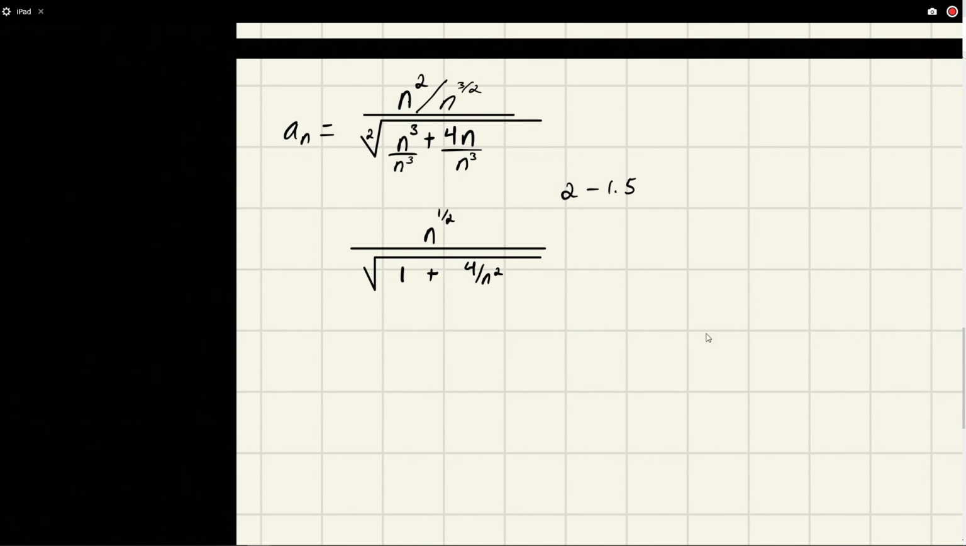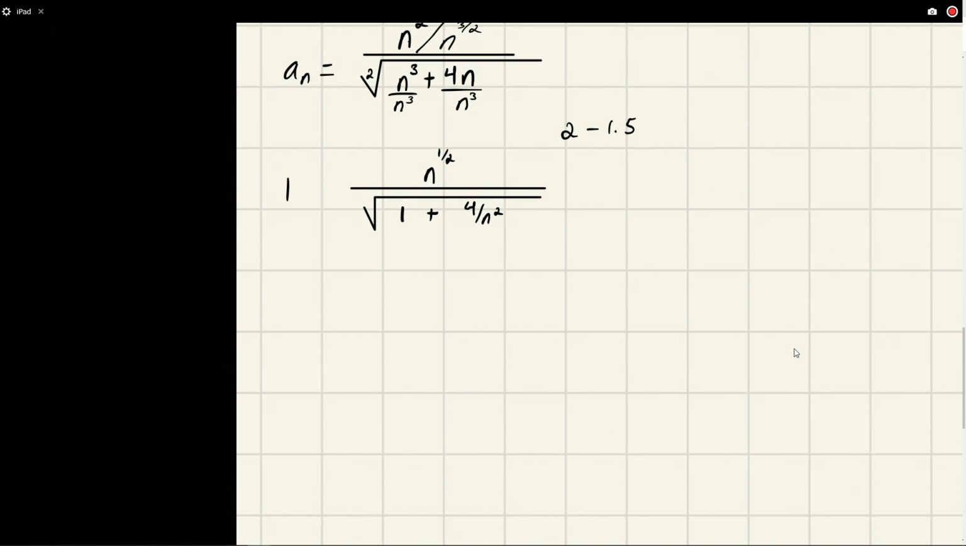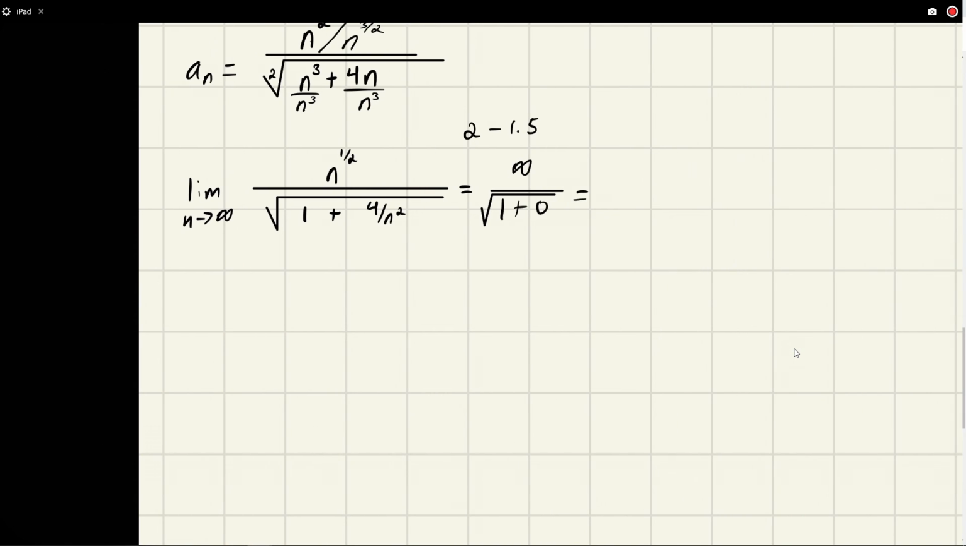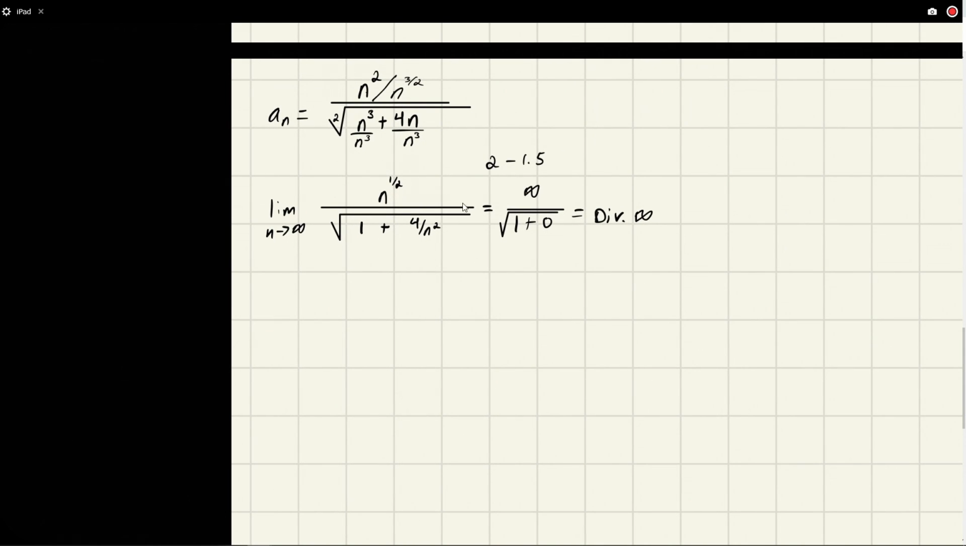So here, this is what we're going to be doing, and we're going to go ahead and take our limit now. The limit as n goes to infinity. This is going to be equal to, and we get infinity on top, and on the bottom, we get 1 plus 0. And there's a square root here as well. Doesn't really matter because it's just going to be 1, but it's there. And we see that this diverges. It is infinite. But that is the trick with a question like this.